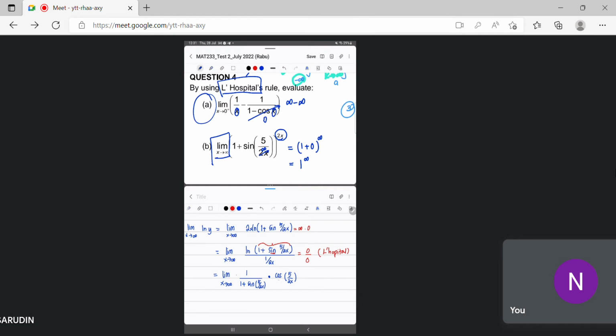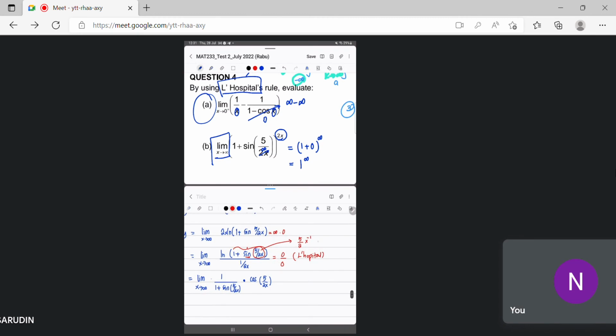Okay, the next one. Tadi dah differentiate sin kan? Differentiate sin, we will get a cos. So now we need to differentiate 5 over 2x. So since x is at the denominator, so kita kena tukarkan dia dulu lah. Okay, tukarkan dia dulu. Kat sini. So 5, kita nak jadikan dia apa? 5 over 2 x negative 1.